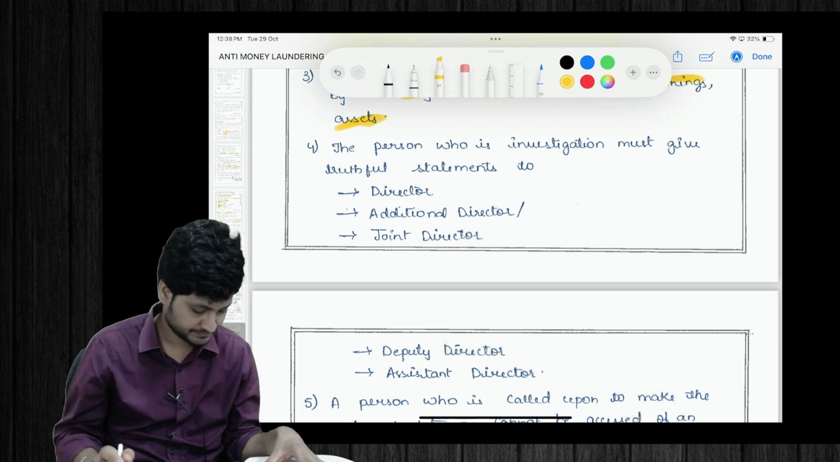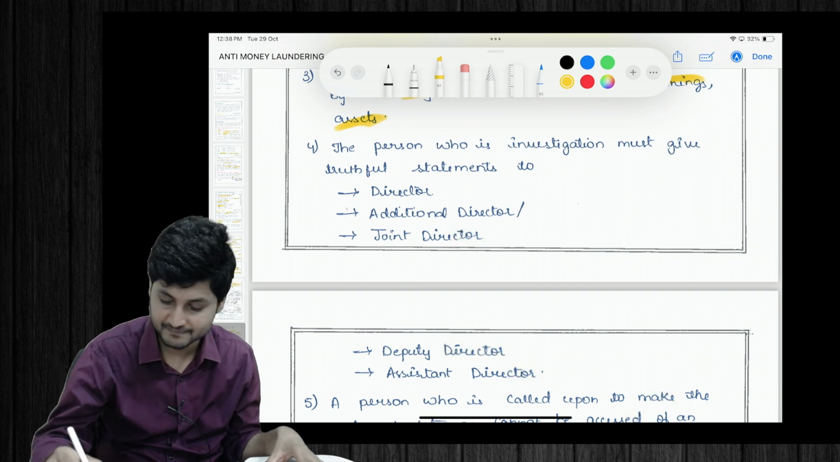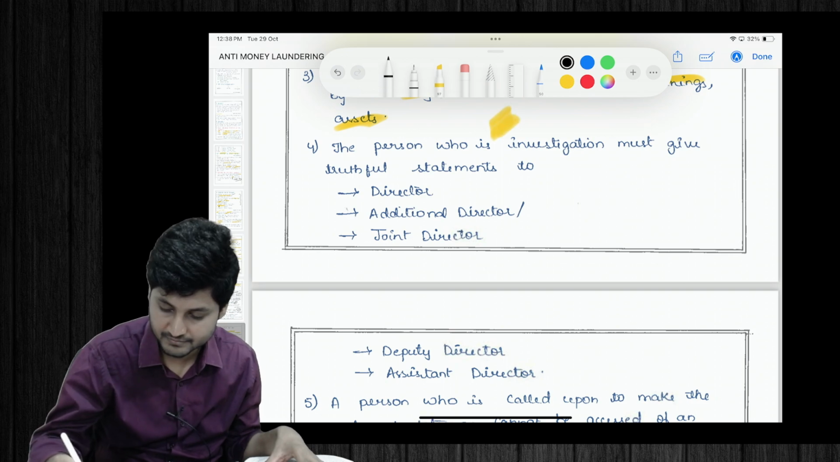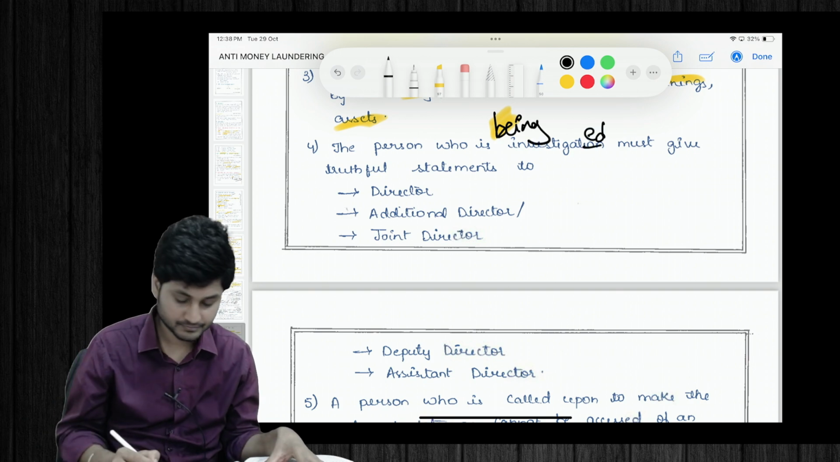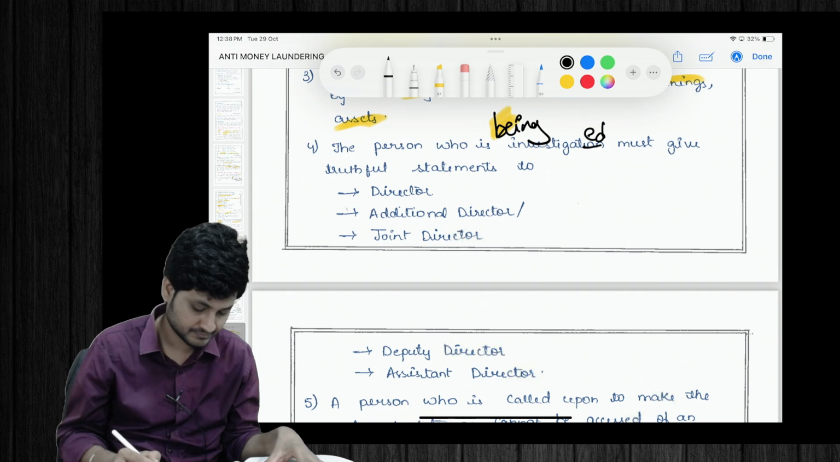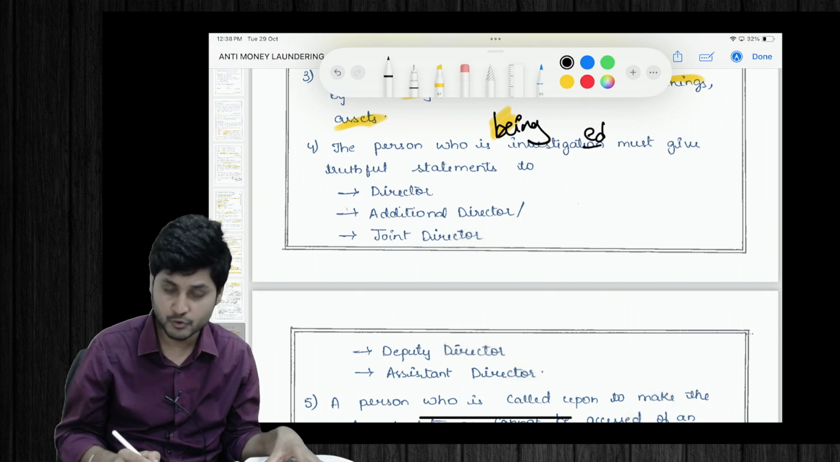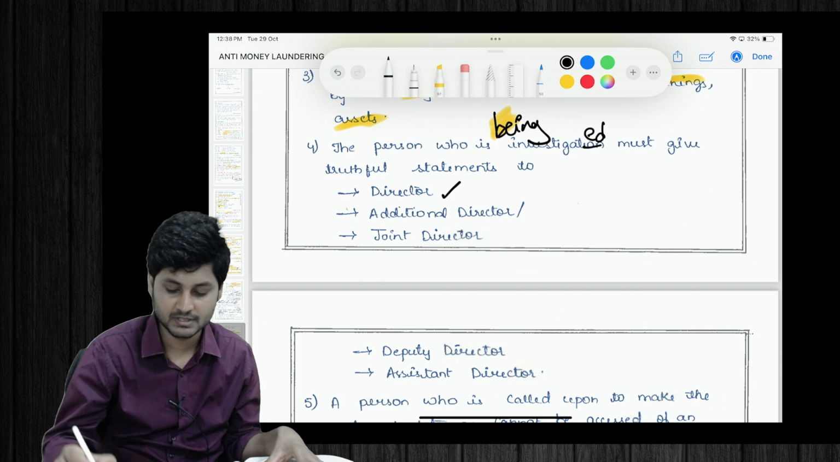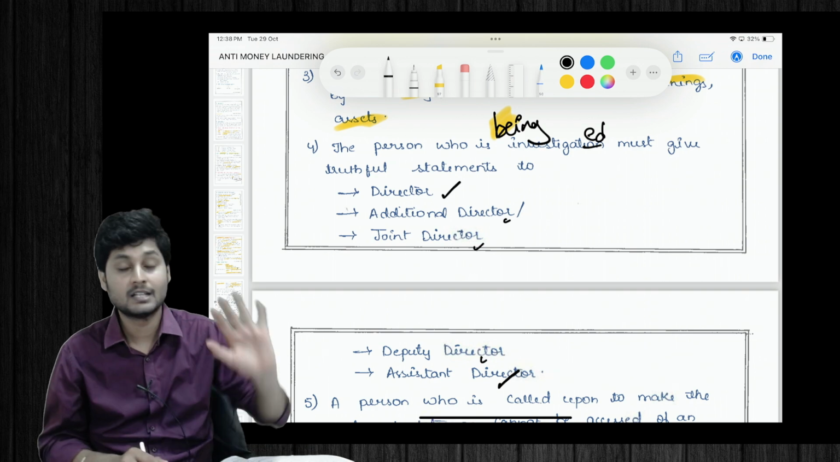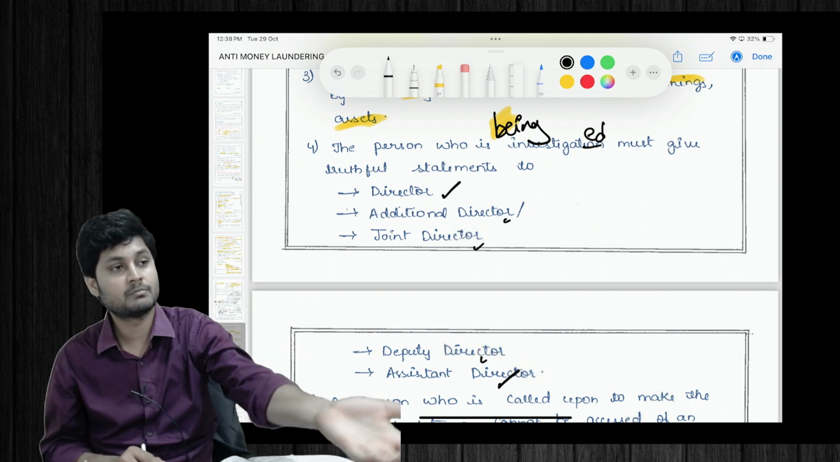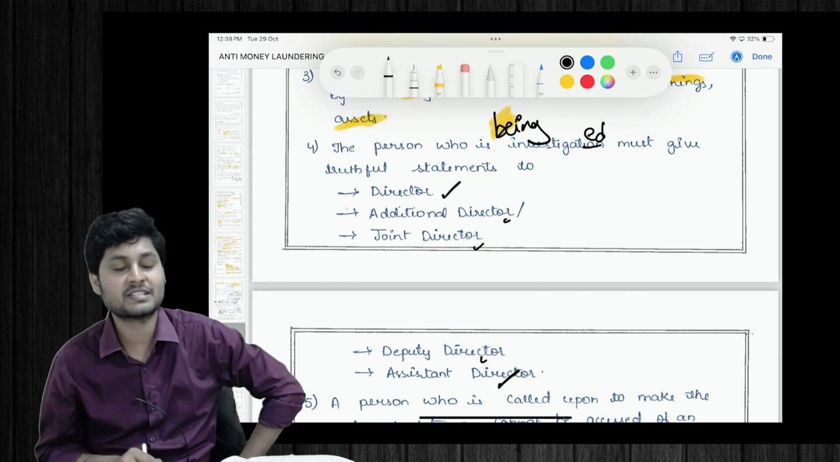Please change the word, fourth point. The person who is being investigated must give truthful statements to whom? Director, additional director, joint director, deputy director, assistant director, whoever is investigating. The person who is being investigated must provide that information which is true.